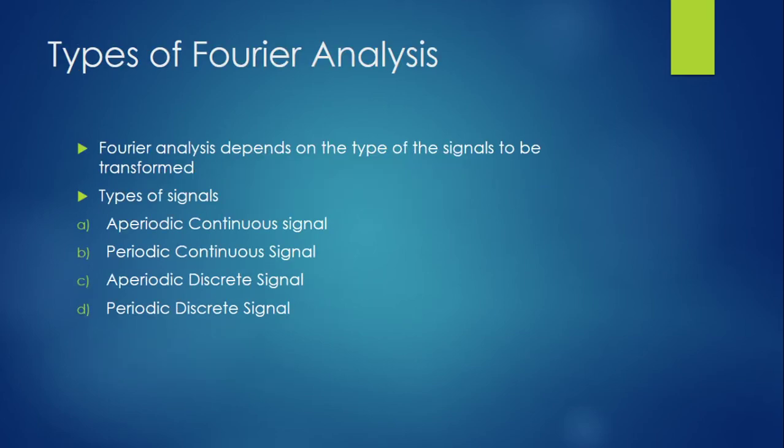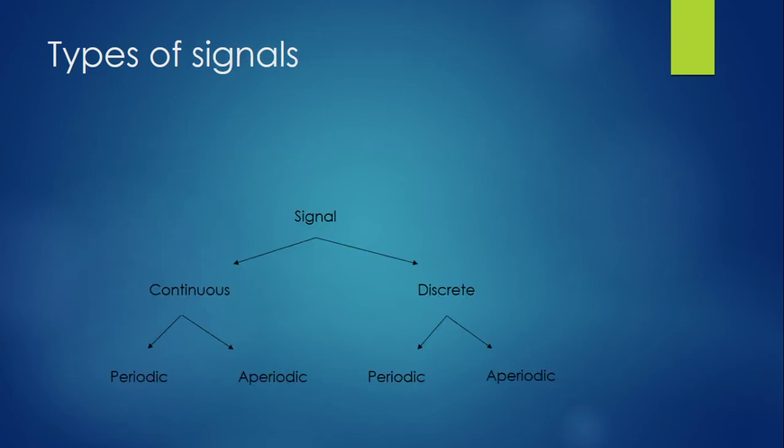Now, Fourier analysis is of four types. One is for the aperiodic continuous signal. Second is the periodic continuous signal. Third is the aperiodic discrete signal. Fourth is the periodic discrete signal. It can be explained as follows: a signal can be continuous or it can be discrete.